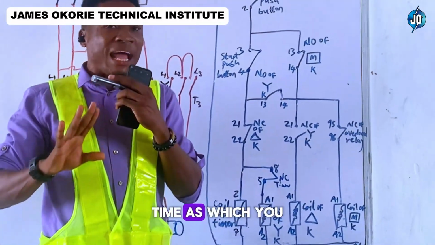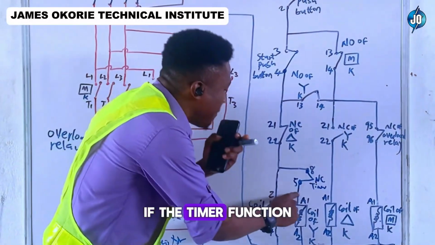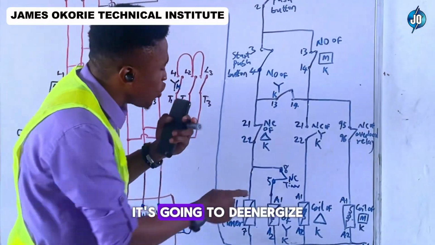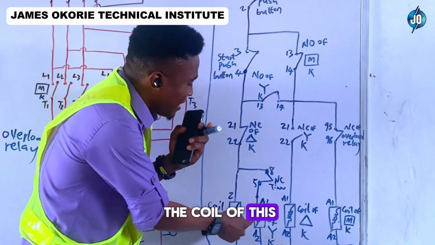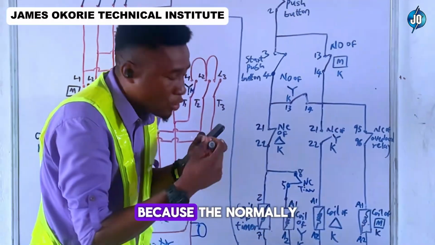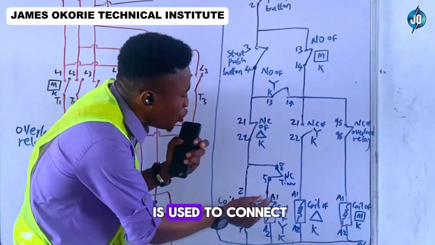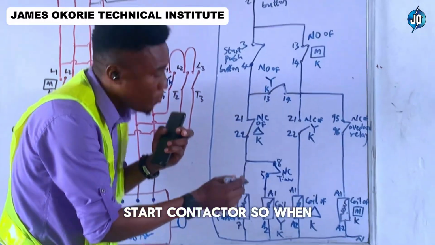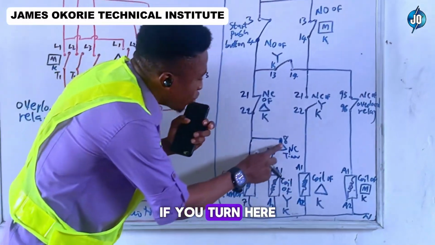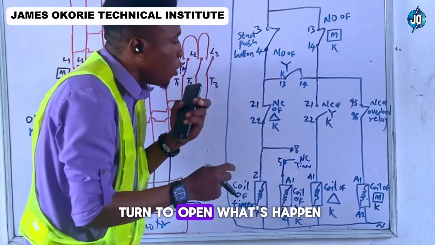Now at a particular time at which you set the timer, if the timer functions, what it will do is de-energize the coil of this start contactor. Why? Because the normally close of the timer is used to connect the coil of the start contactor. So when the timer energizes, it will turn here to open. When this place is turned to open, what happens?